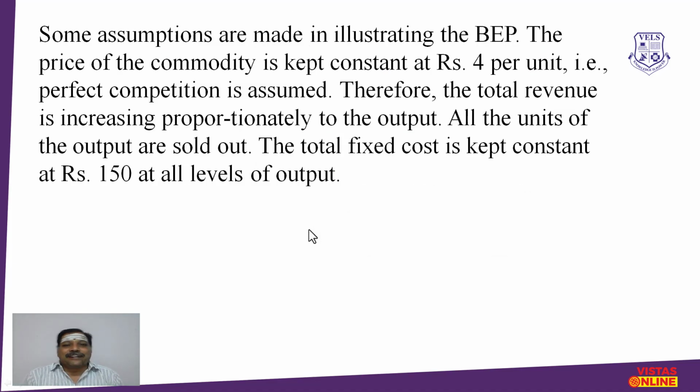Some assumptions are made in order to explain the break-even point. The price of the commodity is kept constant at 4 rupees. This is the first assumption for break-even analysis. So when we calculate the break-even, we have to keep the price constant, and we are also assuming there is perfect competition. Therefore, the total revenue increases proportionately with the output. All the units of output are sold. That is the assumption. The total fixed cost is kept constant at 150. So these 5 assumptions are the basic assumptions required in order to calculate the break-even point.